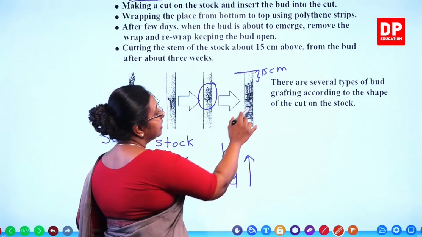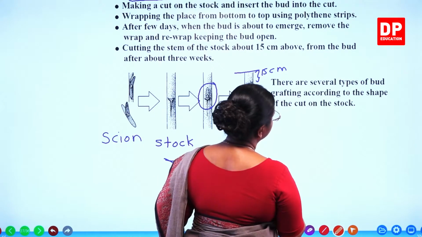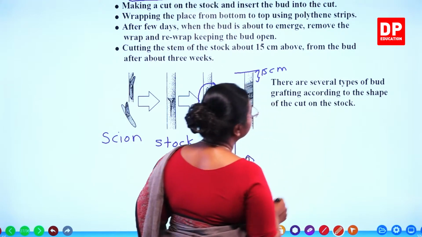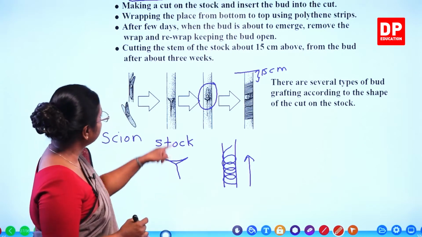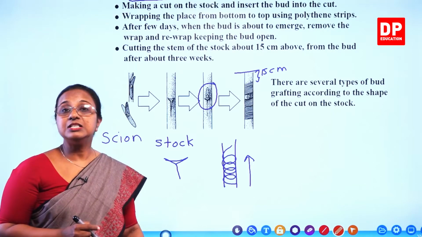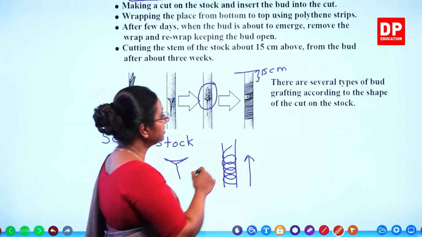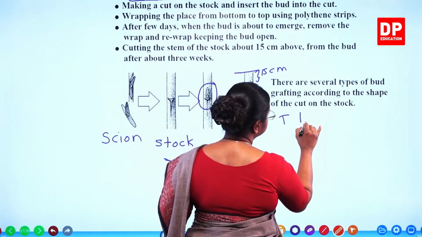Then there are several types of bud grafting according to the shape of the cut on the stalk. Here I told you this is a T-shaped cut. So there is T budding.